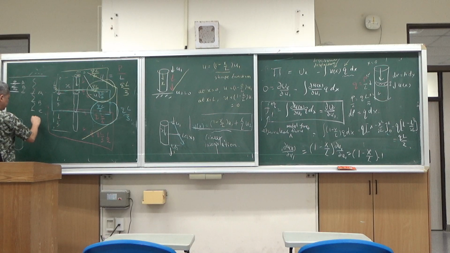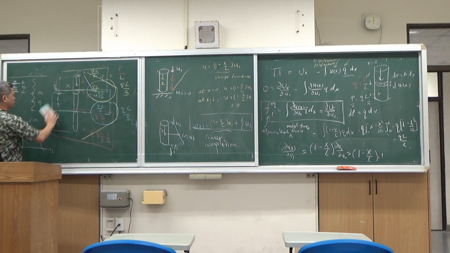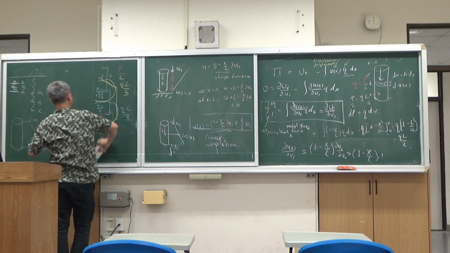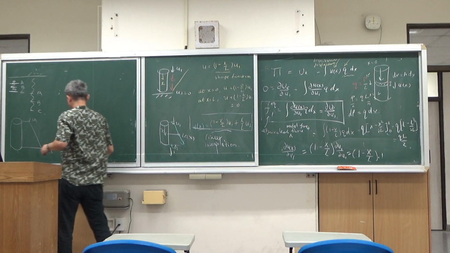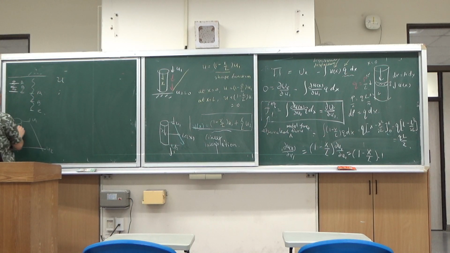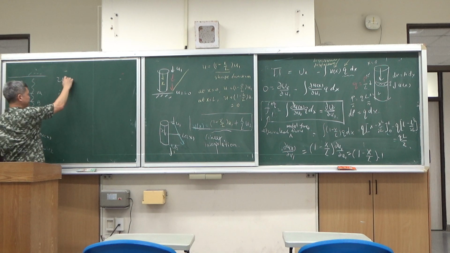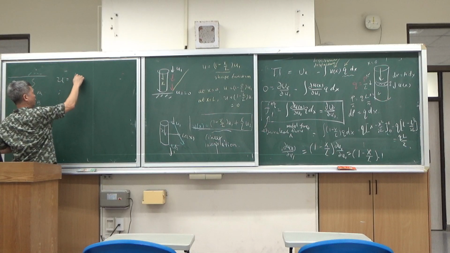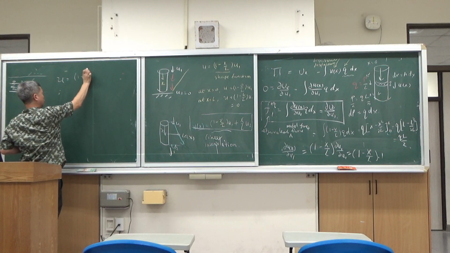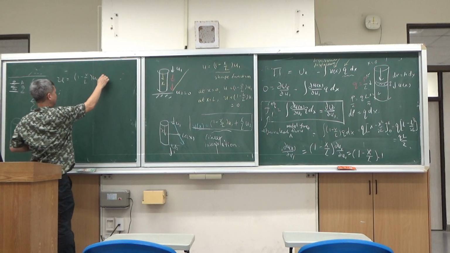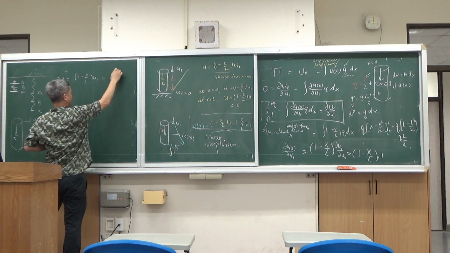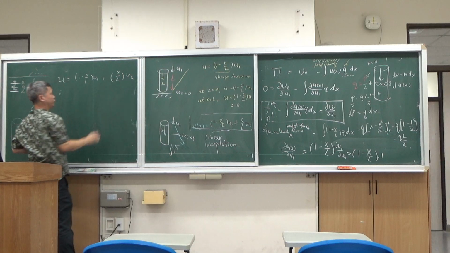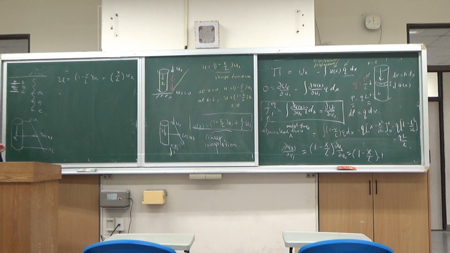So if this is U1, it eventually becomes U2. Let's write the expression here. The displacement along the length at any point is u(x). It can be written as (1 minus x over L) u1 plus x over L u2. So meaning the displacement can change.